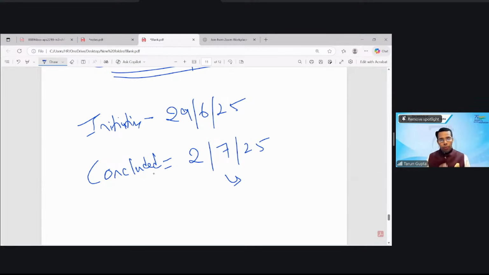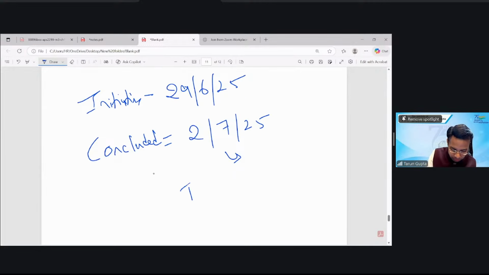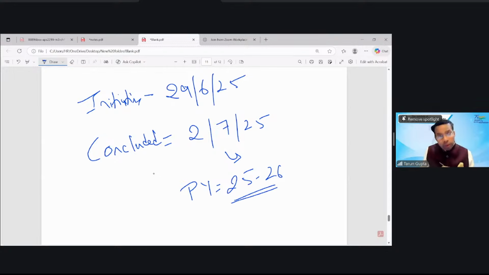The law says block period means the period where you identify the year in which the search takes place. So the search took place in previous year 25-26. You're with me? The block period means the period of 6 years immediately preceding the previous year in which the search was initiated. So the search was initiated in previous year 25-26.